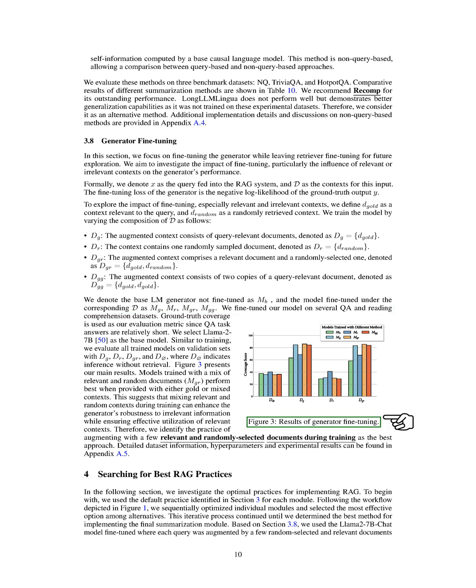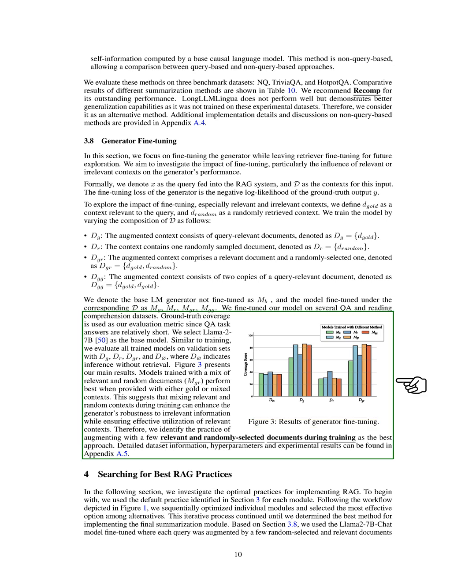After training, we evaluated the models on validation sets with different context compositions and also without retrieval. Our results show that models trained with a mix of relevant and random documents perform best when given either relevant or mixed contexts. This indicates that training with a combination of relevant and random contexts can improve the generator's ability to filter out irrelevant information while effectively using relevant information. Therefore, we recommend augmenting training with a few relevant and randomly selected documents as the best approach. More details on datasets, parameters, and results can be found in the appendix.